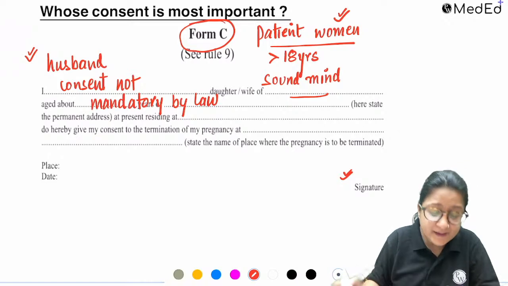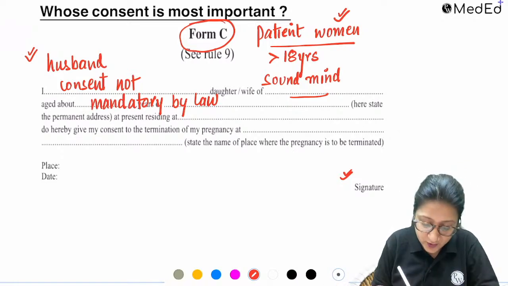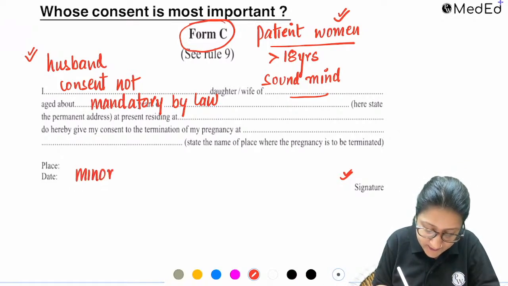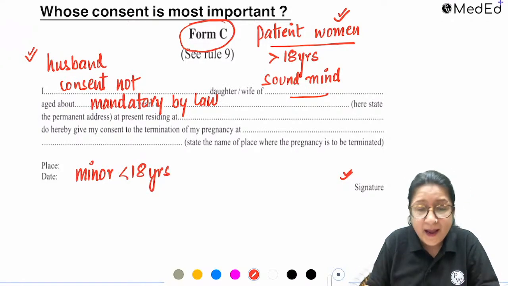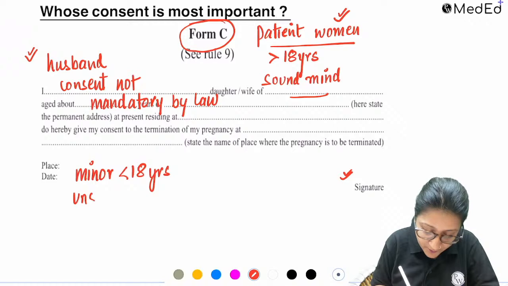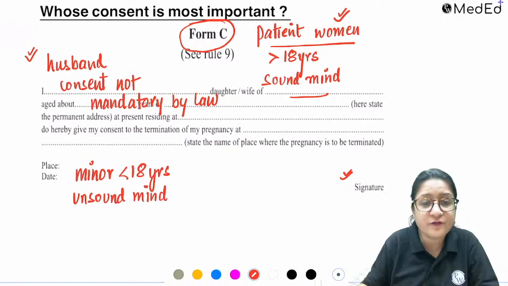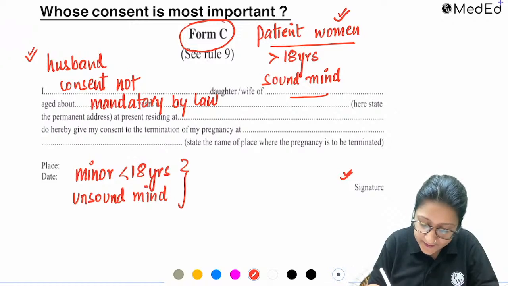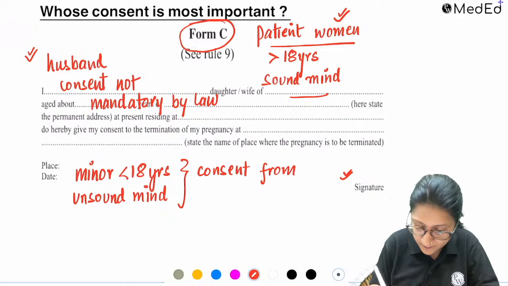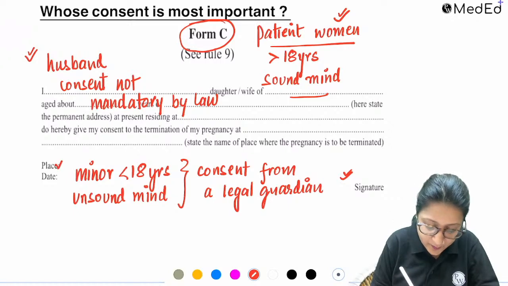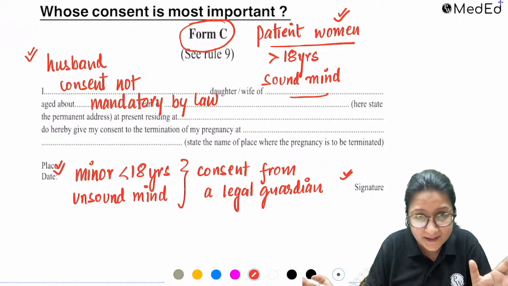And there can be situations when the patient is a minor, let's say somebody who is 18 years of age or less, or somebody of unsound mind who cannot give a valid consent of her own. Then in that case, the consent is taken from a legal guardian. This is the next important point to note regarding the consent.